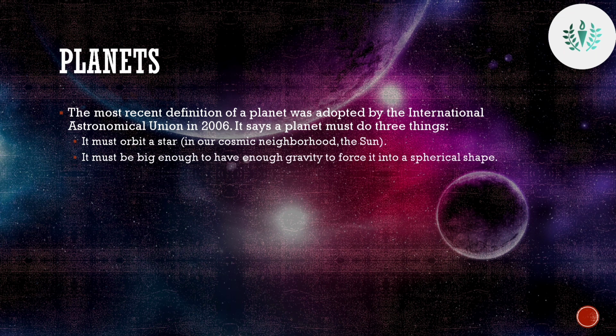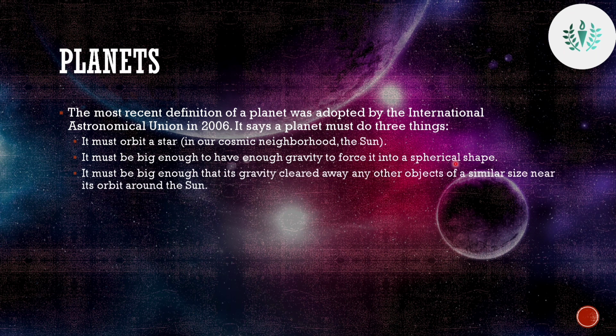The second thing which a planet must do is it must be big enough to have enough gravity to force it into a spherical shape. So our Earth and other planets, that is Mars or Jupiter or Venus, they all are spherical in shape. The third and last thing is it must be big enough that its gravity has cleared away any other object of a similar size near its orbit around the sun.